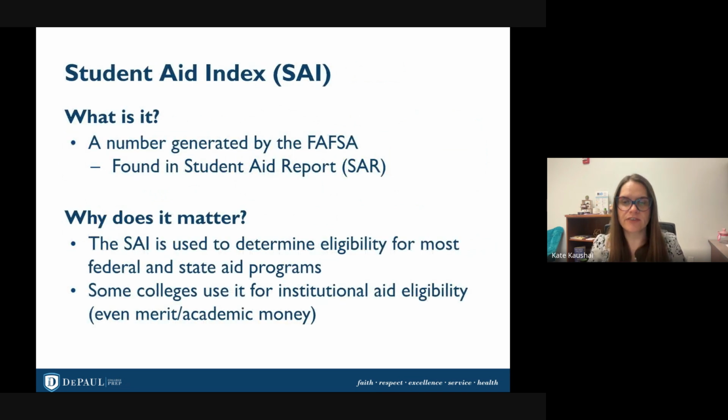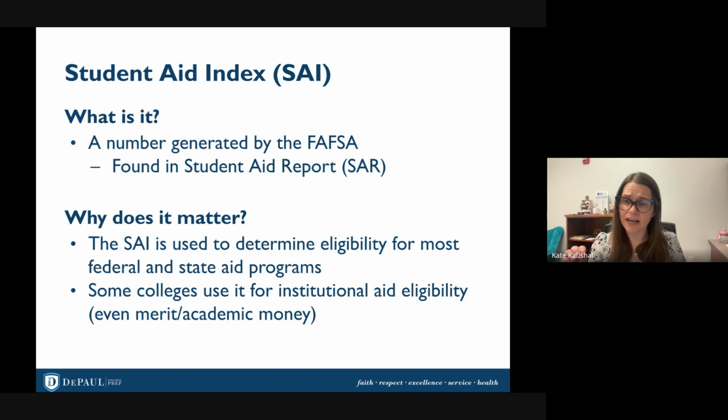Now, when it comes to the FAFSA, if your family decided to file the FAFSA, you will get something called a student aid index. This is going to play into these financial aid offers and the cost of attendance. The aid index is a number generated by the FAFSA, and it's found in your student aid report, which is given to you after you submit. It's a PDF that you can see. Why does it matter? It's used to determine the eligibility for need-based aid, so federal and state aid, and even some need-based institutional or college grants. And this is something I really want families to check out.